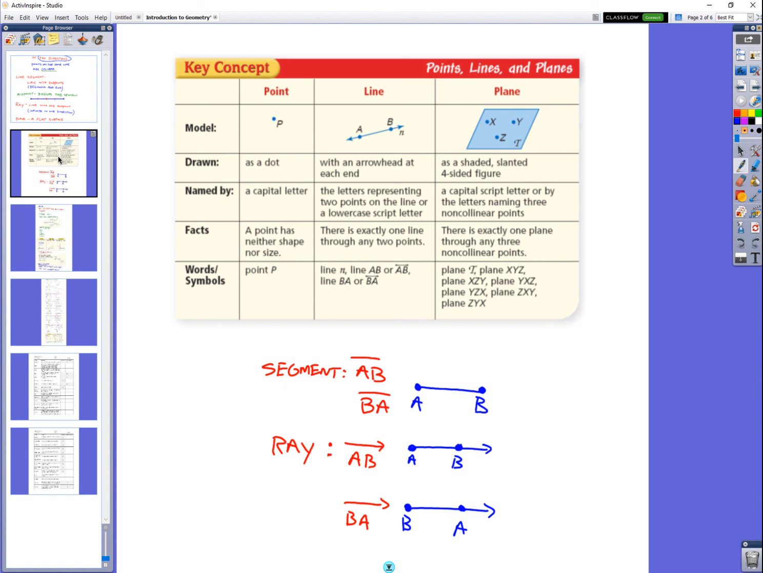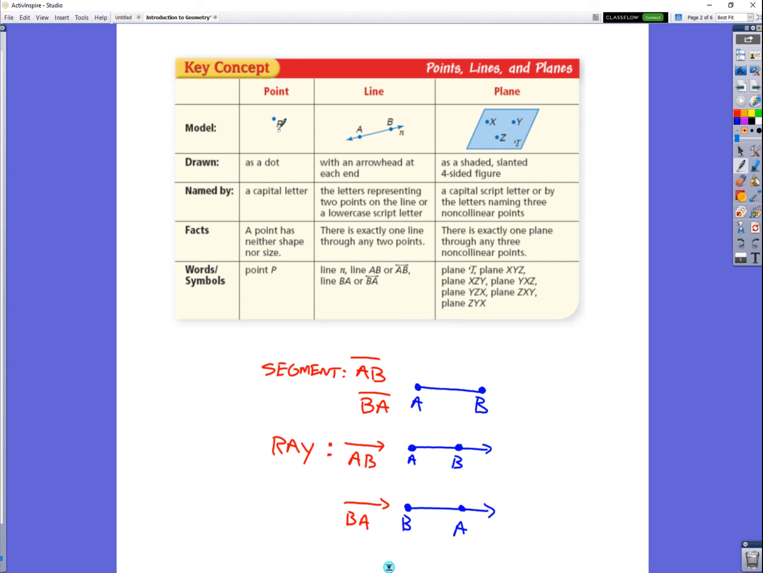Here are those three undefined terms of geometry: a point, a line, a plane. The reason I like this table is that it tells you what each one looks like. This is the way a point would look. It is drawn as a dot. You name it by a capital letter. It gives you some facts about it, and then this is the way that you name it. Really all you would need is a capital letter.